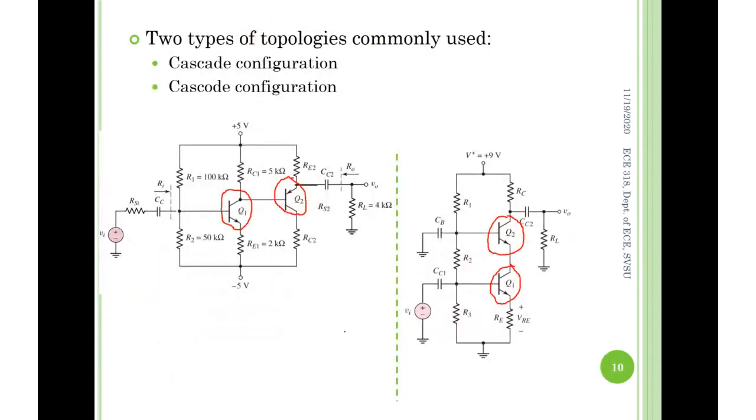And back to here. Let's see, Q1 and Q2 respectively are, this Q1 is what? NPN or PNP? NPN, right? Q2 is what? PNP. And here both are NPN, right? Both are NPN.